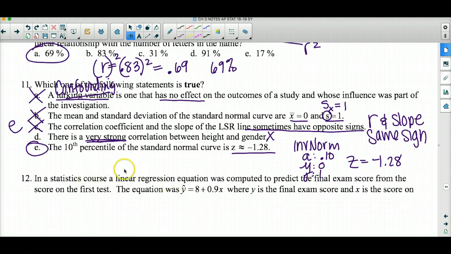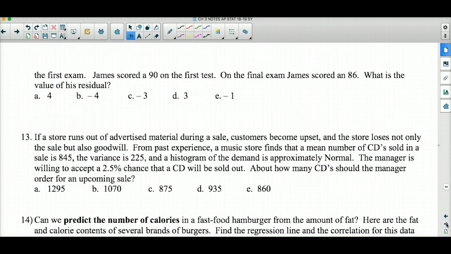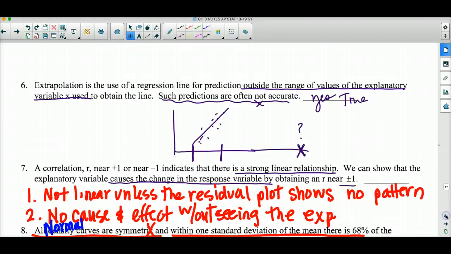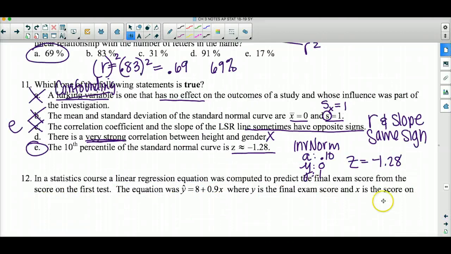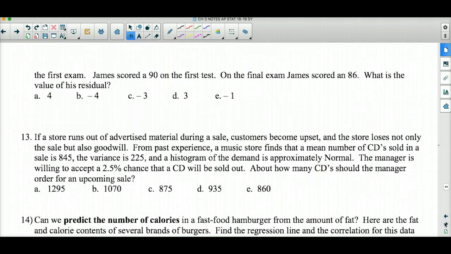In a statistics course, a linear regression equation was computed to predict the final exam score from the score on the first test. The equation was y hat equals 8 plus 0.9x, where y is the final and x is the score on the first exam. James scored a 90 on the first test. On the final exam, James scored an 86. What is the residual? So the equation is y hat equals 8 plus 0.9x. I'm going to give you a minute to do that.